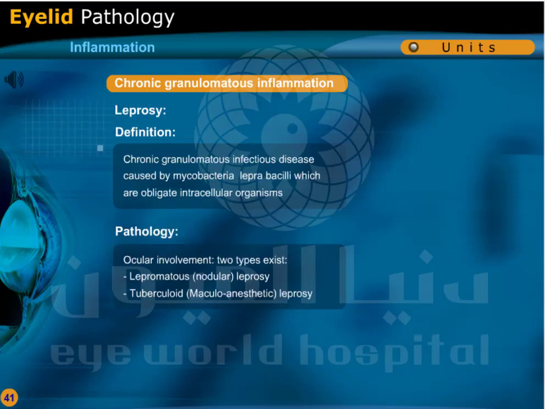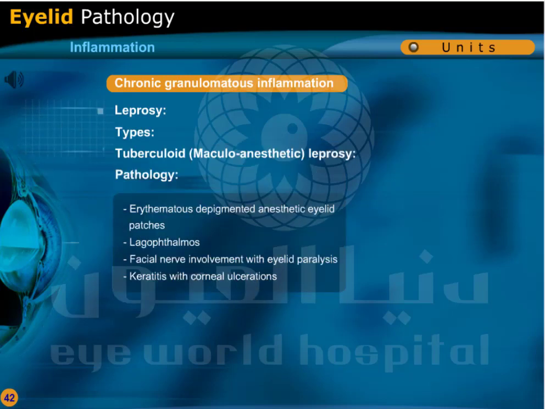Leprosy. Chronic granulomatous infectious disease caused by Mycobacteria leprae bacilli, which are obligate intracellular organisms. Pathology. Ocular involvement. Two types exist: lepromatous or nodular leprosy, and tuberculoid or maculoanesthetic leprosy. Tuberculoid or maculoanesthetic leprosy. Pathology. Erythematous depigmented anesthetic eyelid patches, lagophthalmos, facial nerve involvement with eyelid paralysis, keratitis with corneal ulceration.